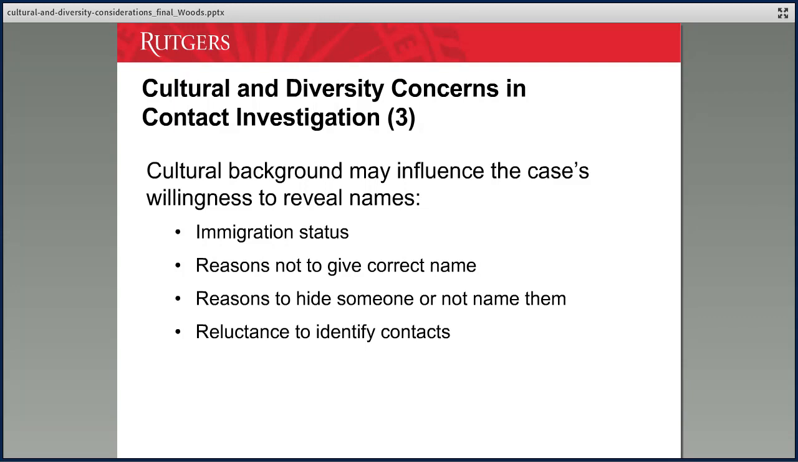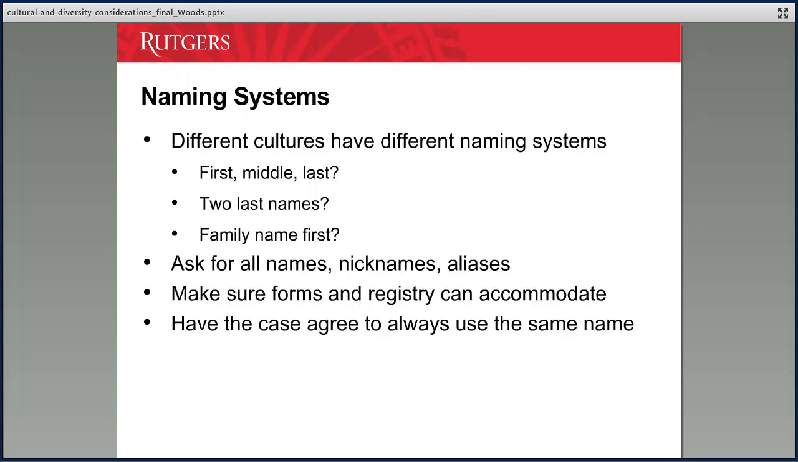Immigration status. This is important to persons not in the U.S. legally. This is a reason they may not give correct names because they have fear that they may be deported or lose their job. Reasons to hide someone or not name them could be they may get them in trouble if their friend is here illegally. They don't want to hinder their friendship. They might get kicked out of their house. They may not want them to know what their medical condition is because there is a stigma with tuberculosis. These might be some reasons they're reluctant to identify contacts.